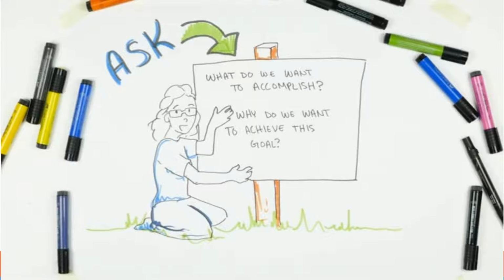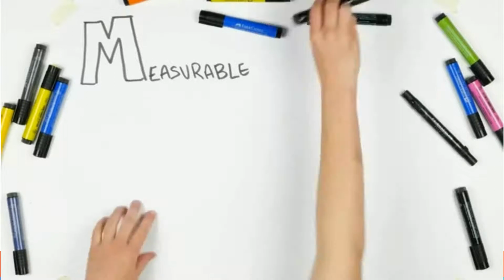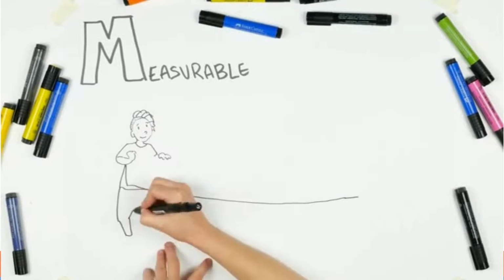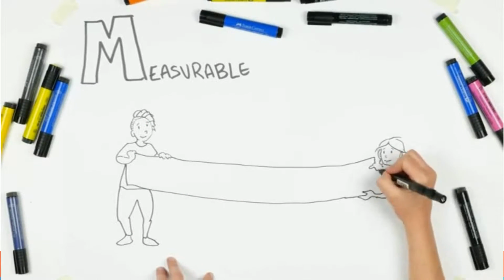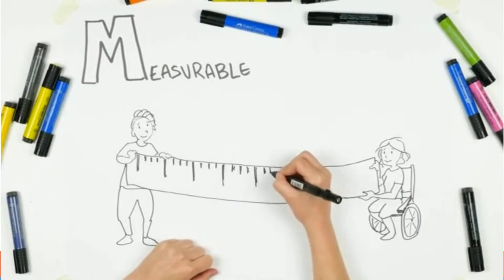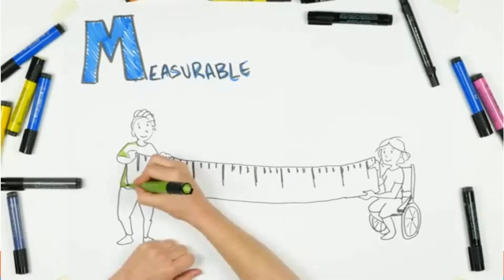The next letter in our acronym is M, measurable. How will you know whether your team has been successful? The goal you set must have a clear definition of what success looks like and how to measure it.